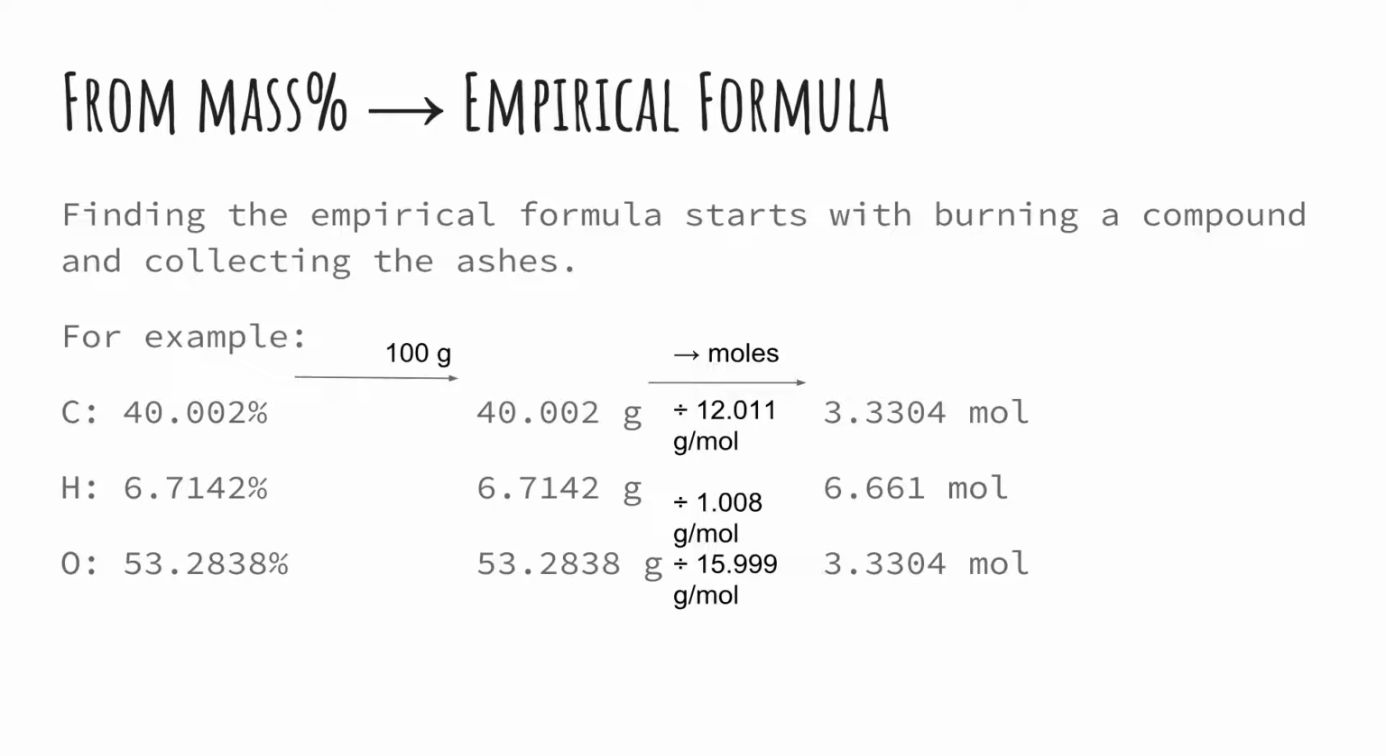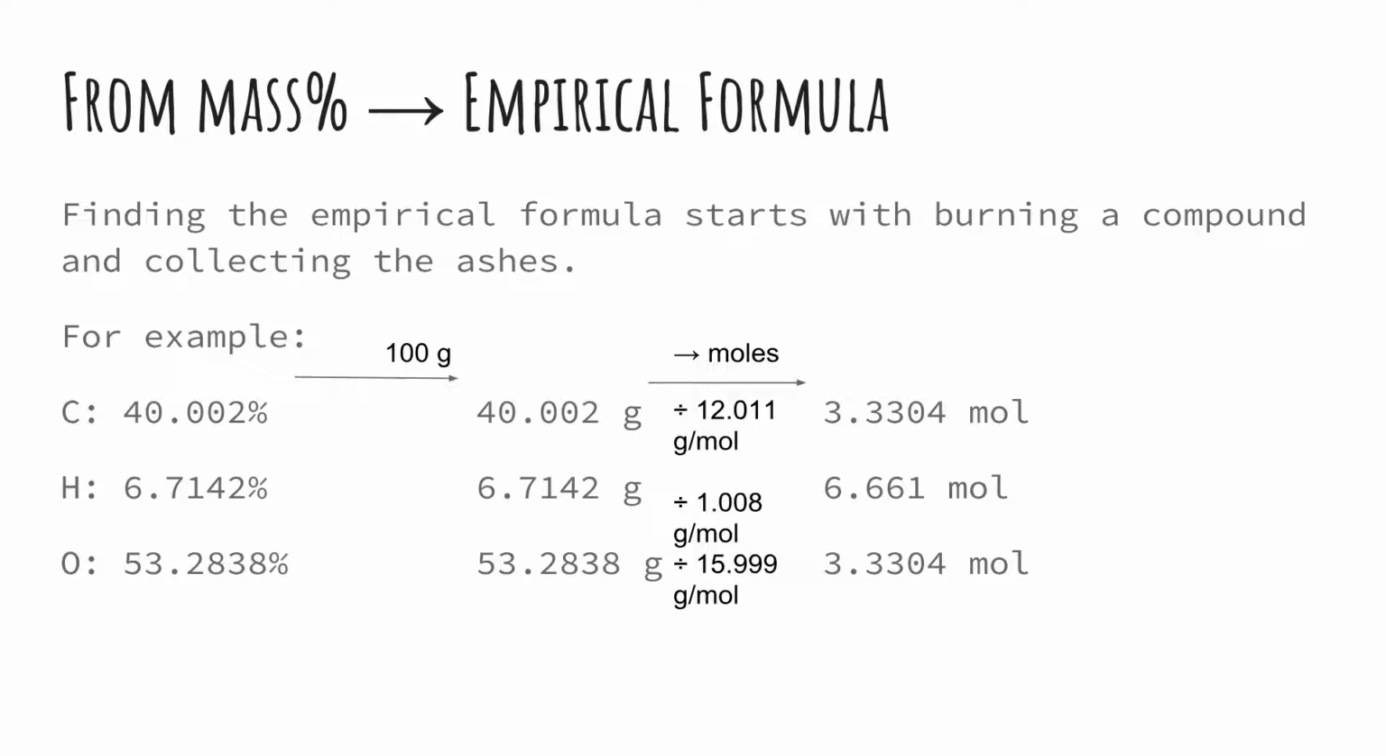40.002 grams of carbon divided by 12.011 grams per mole means we have 3.3304 moles of carbon. 6.7142 grams of hydrogen divided by 1.008 grams per mole gives us 6.661 moles of hydrogen. And 53.2838 grams of oxygen divided by 15.999 grams per mole is 3.3304 moles of oxygen.